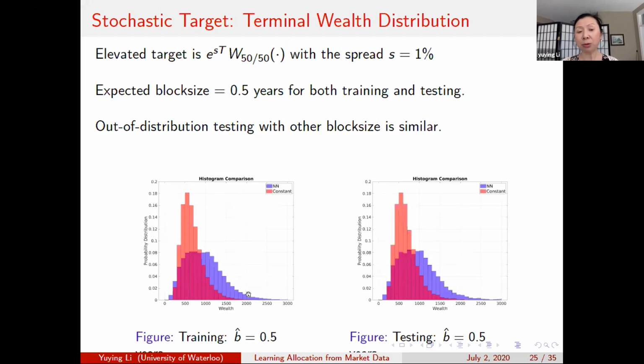than that benchmark strategy. And another point I want to make is that the testing histogram looks almost the same as the training histogram. This is out of sample testing, right? And we have plotted out of distribution testing using different block size, and in terms of the distribution comparison between the two, it's qualitatively similar. So in the paper, we'll have more plots.